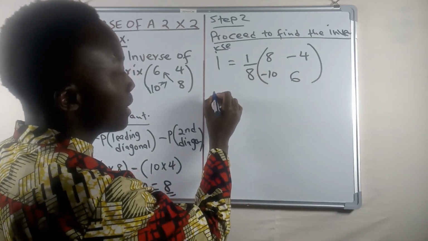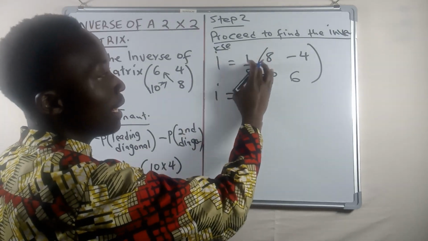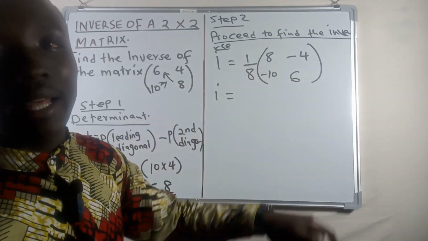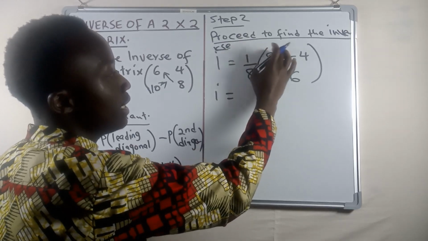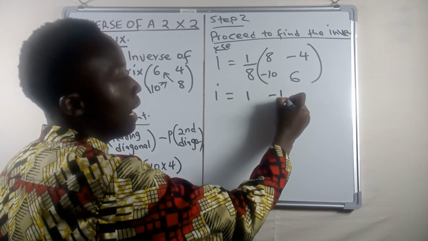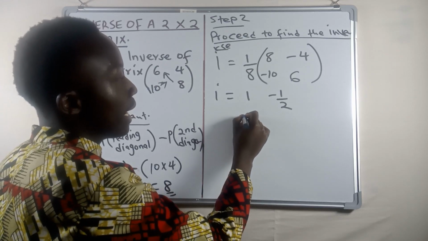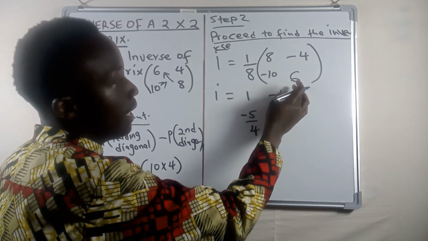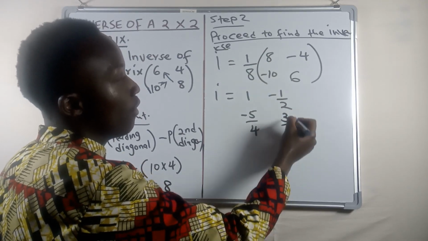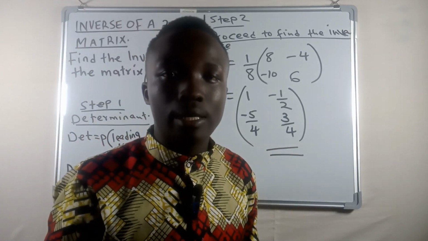We can open the brackets. When we are multiplying matrices with scalars, we multiply the scalar, which is 1 over 8, with all the elements in the bracket. So 1 over 8 times 8 is equal to 1. 1 over 8 times -4 is equal to -1/2. Then 1 over 8 times -10 is equal to -5/4. Then 6 times 1 over 8 gives us 3/4. And that becomes our inverse. That is the inverse of our matrix.